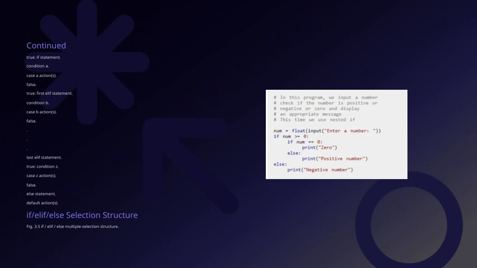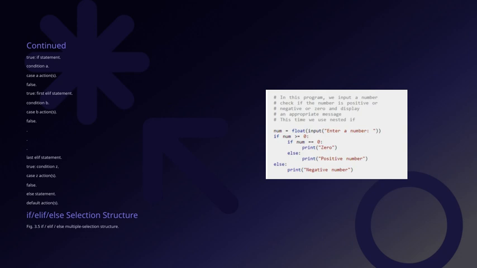As you can see, this structure allows a program to make decisions based on multiple conditions. The key point here is that the program checks each condition in order. If a condition is true, it executes the corresponding action and skips the rest. If it's false, it moves on to the next condition. For example, it starts with an if statement, which checks condition A. If condition A is true, it performs the associated actions.